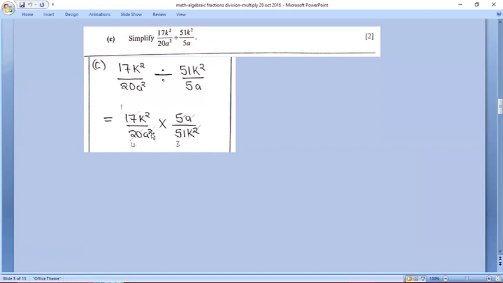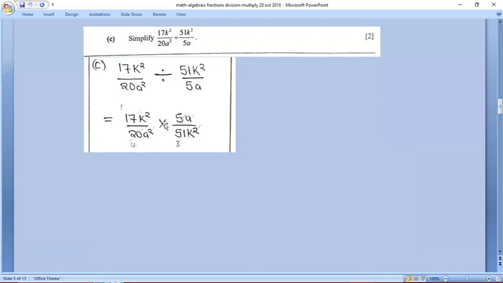For the a squared and the a squared, it means there are two a's. So we cancel one a from the numerator. If we cancel the power, it means we only remain with 1a, or a to the power 1. So we've cancelled 1a, and remain with 1a at the bottom. On top, it's gone.